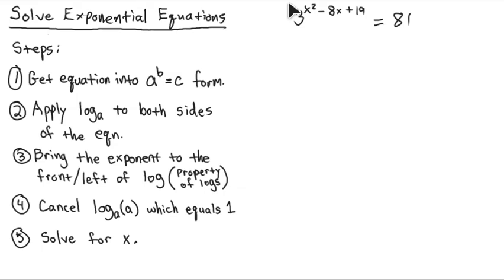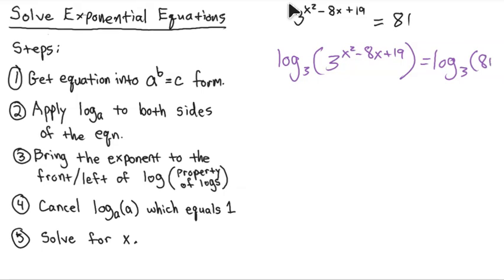All right, just a couple more of these. Look at this guy. Mr. Ryan figured out how to put a quadratic in an exponent. He figured out how to make an exponential equation include a quadratic. Isn't that awesome? We're already in a to the power of b equals c form. So let's apply our logarithm. So we'll do log base 3 of 3 to the power of x squared minus 8x plus 19 all equal to log base 3 of 81.